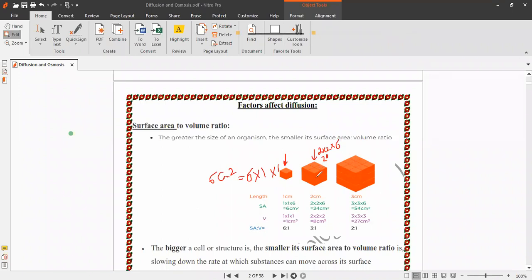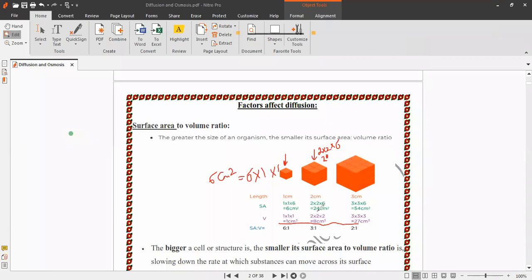Here 2 multiply 2 multiply 2 equals 8. 3 multiply 3 multiply 3 equals 27. Okay, focus here on the ratio between the total surface area and volume. So the bigger the cell or structure, the smaller the surface area to volume ratio.